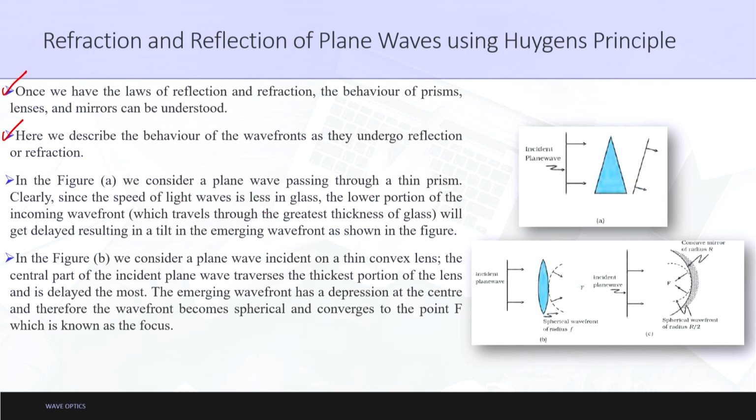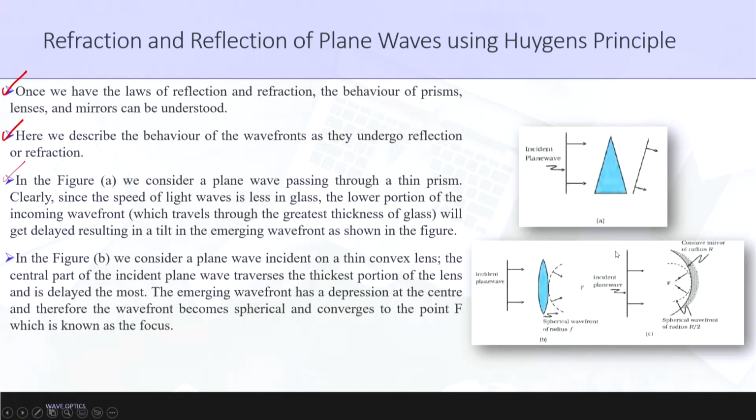Clearly, since the speed of light waves is less in glass, the lower portion of the incoming wavefront which travels the greatest thickness, quite evident this lower portion will go through the major thickness of the glass and will get delayed, resulting in a tilt. So, there is a tilt here in the emerging wavefront as shown in the figure. So, this was the application of the behavior of prisms if the light is analyzed as a wave. In the next slide we will get to know how a convex lens, concave mirror, etc. have converging or diverging properties as far as wave propagation of light is concerned. For this lecture I will stop here.